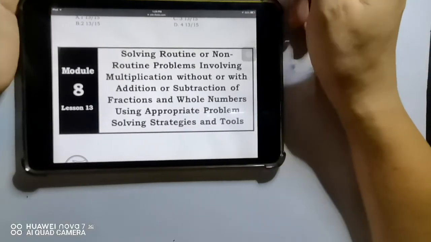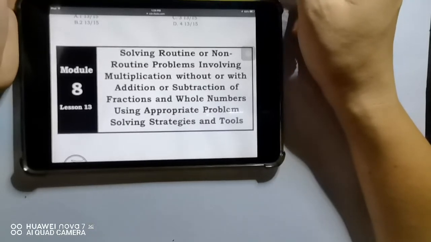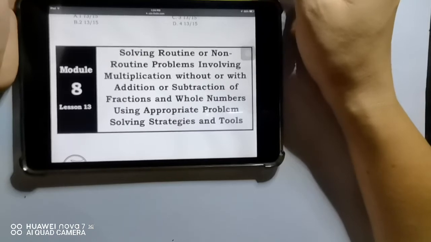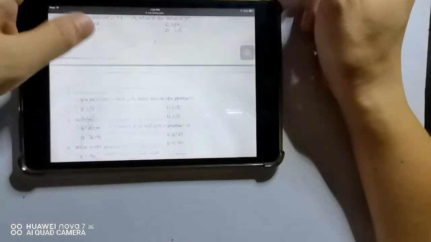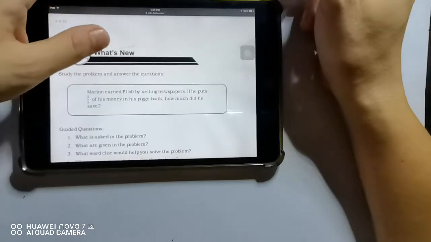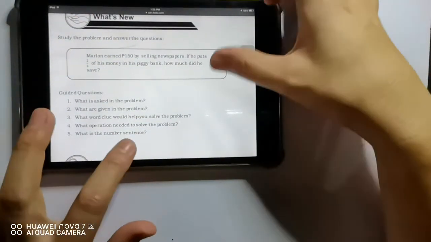So this is module number 8 entitled Solving Routine or Non-Routine Problems Involving Multiplication Without or with Addition or Subtraction of Fractions and Whole Numbers using appropriate problem-solving strategies and tools. Okay? So, word problem. In answering a word problem, there are questions that we consider before answering.